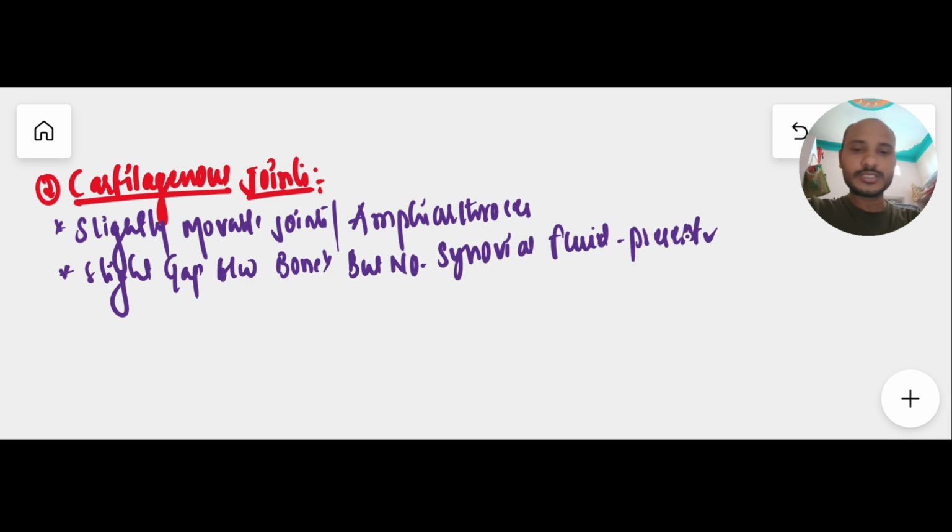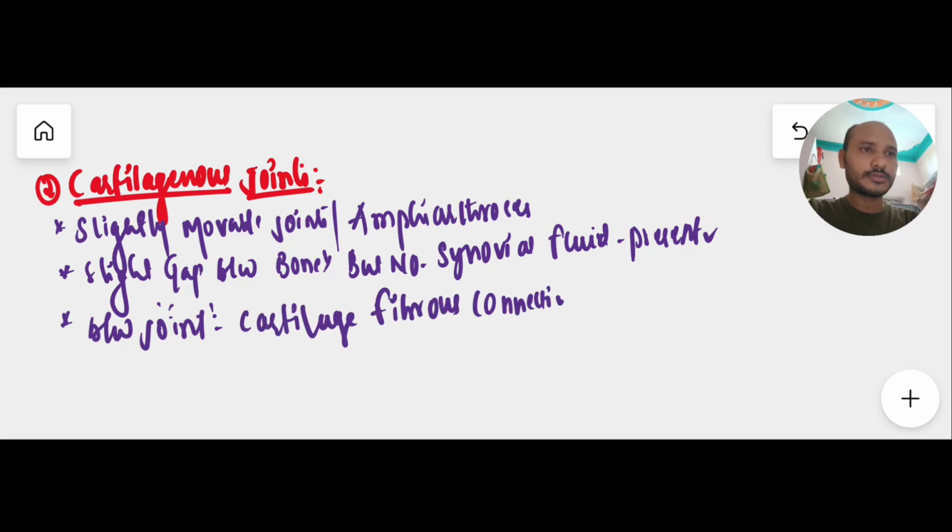No synovial fluid is present. Here, between the joints, there is connective tissue present, that is cartilaginous fibrous tissue. Cartilage, fibrous connective tissue is present. Now we move on to various examples of cartilaginous joints.